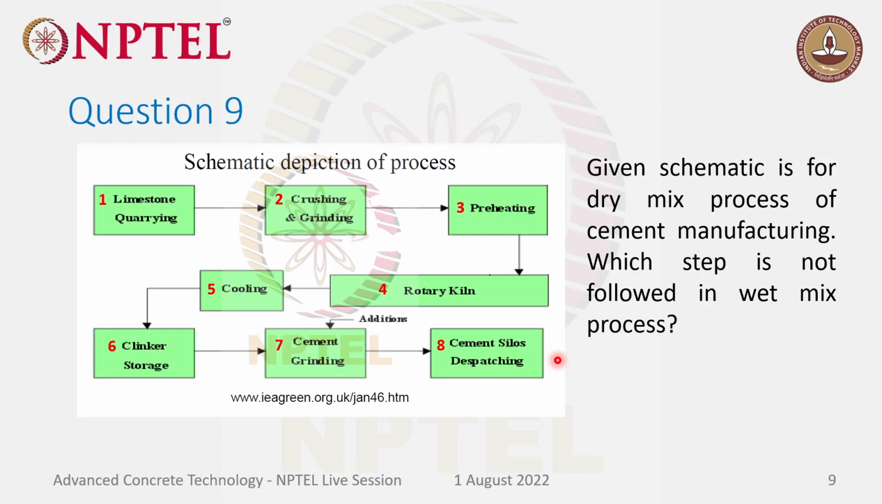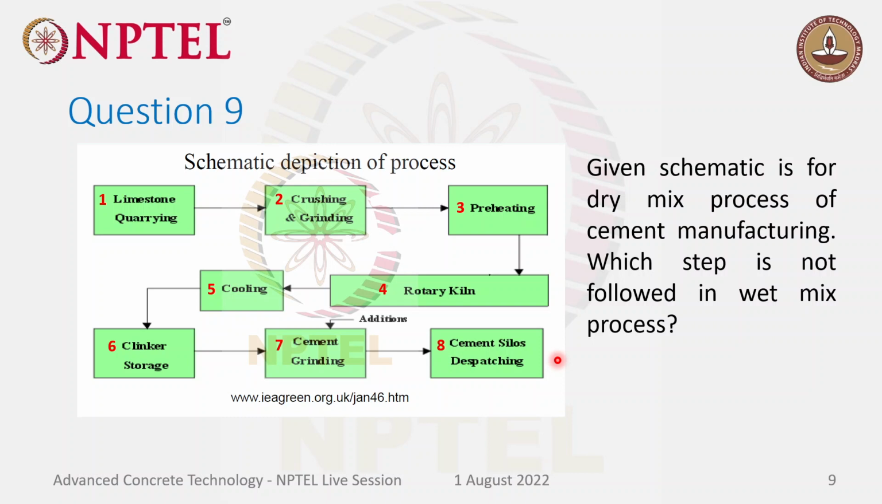This is a very direct question from the video. The given schematic is for the dry mix process of cement manufacturing. There are two different processes, right? Dry mix and wet mix. I'll see when we go for dry mix and wet mix in the next question. In the current question, the given schematic is for the dry mix process. So which step is not followed in the wet mix process?